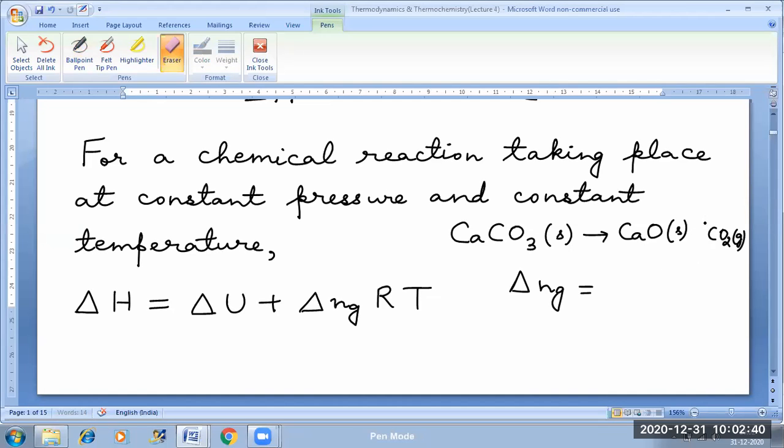So if I look at the coefficient of carbon dioxide, it is 1. So 1 minus, look at components on the left hand side of the reaction. You have a solid component, calcium carbonate is a solid, but I need only gas. That means I don't have any gas on the reactant side of the reaction, so I cannot write anything here. So 1 minus 0, which is 1. So delta Ng is 1 for this reaction.